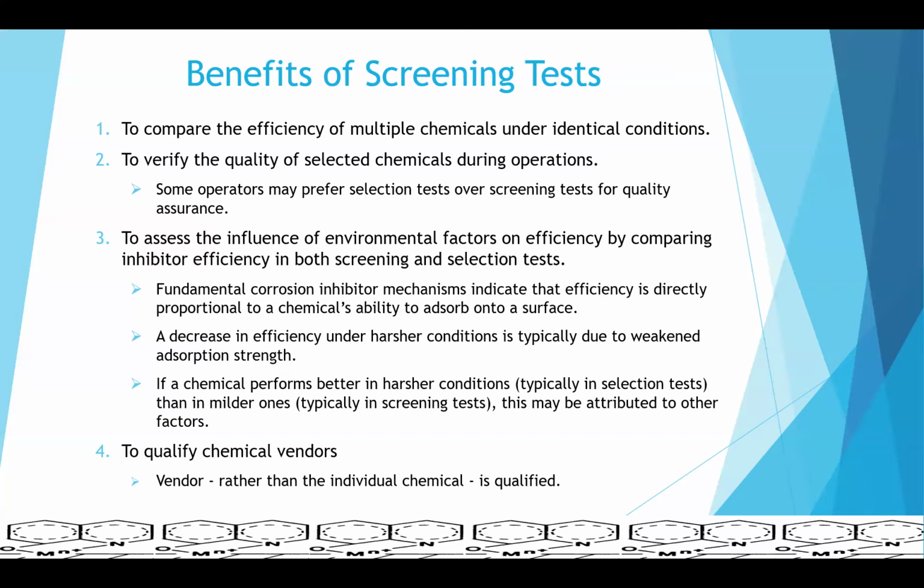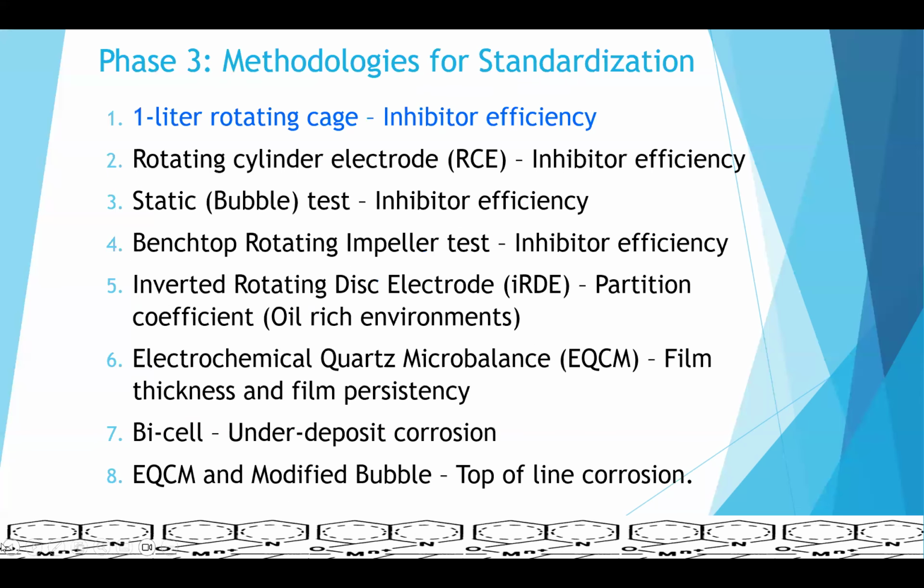So that is a major benefit of doing screening test standardization. It gives us a good starting point. Of course, it also helps us to qualify the chemical vendors. With that, we have established 8 methodologies. And in this webinar, I'll talk more about the 1 liter rotating cage, and other methodologies, I'll talk about in future webinars.